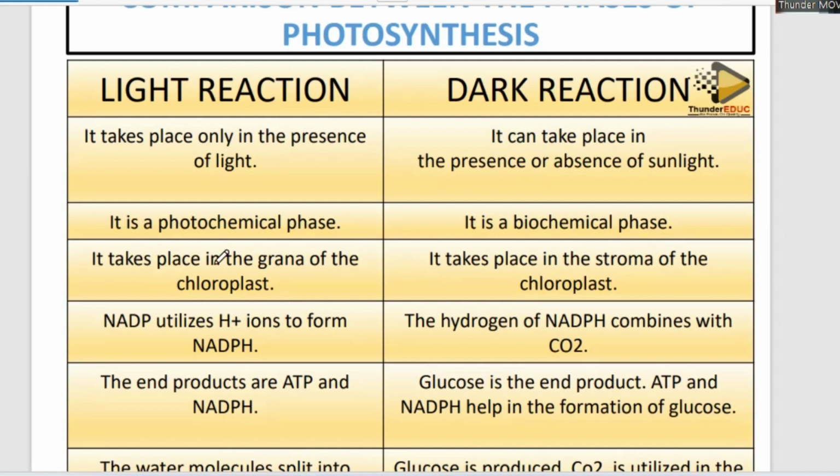So the light phase takes place in the granum. Granum, remember, is the combination of different thylakoids which form this sac, which you call the granum. And the dark phase takes place in the stroma. The stroma is the fluid of the chloroplast. That's where the reaction of the dark phase takes place. NADP utilizes hydrogen ion to form NADP-H. And then here, the NADP-H will combine with carbon dioxide to form the glucose in the presence of ATP.